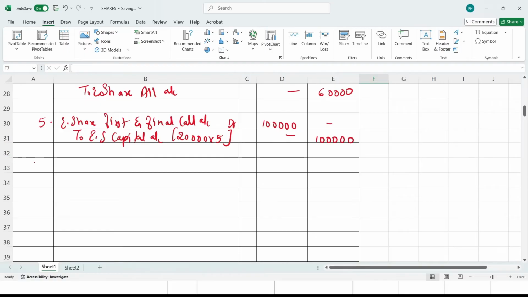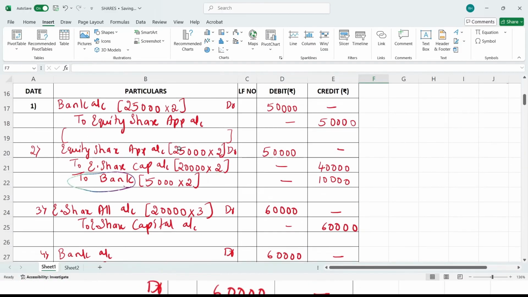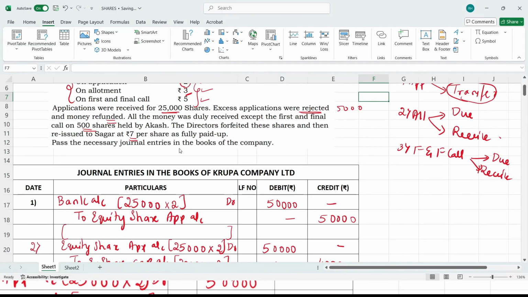Okay, after the due entry, next is the receive entry. When you are receiving, which account will be debited? Bank account will be debited. So bank account debited to equity share first and final call account, the amount you are receiving. Now here you have to wait. You can't take this entire 1 lakh. Ma'am, why can't we take this? First you listen. See here what they have given.